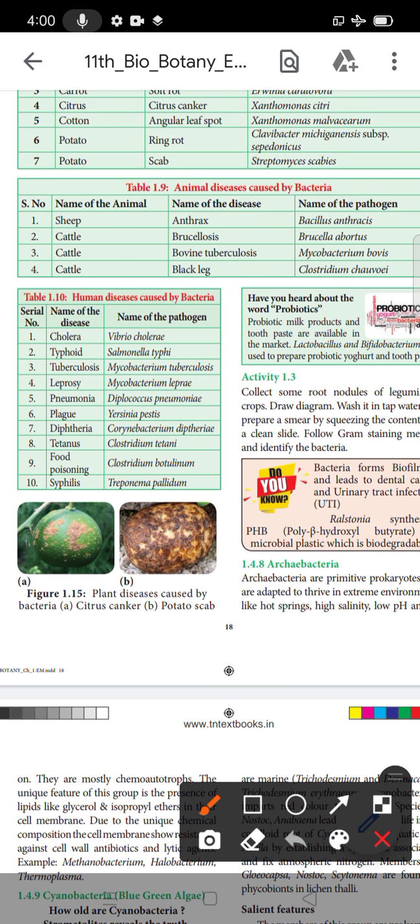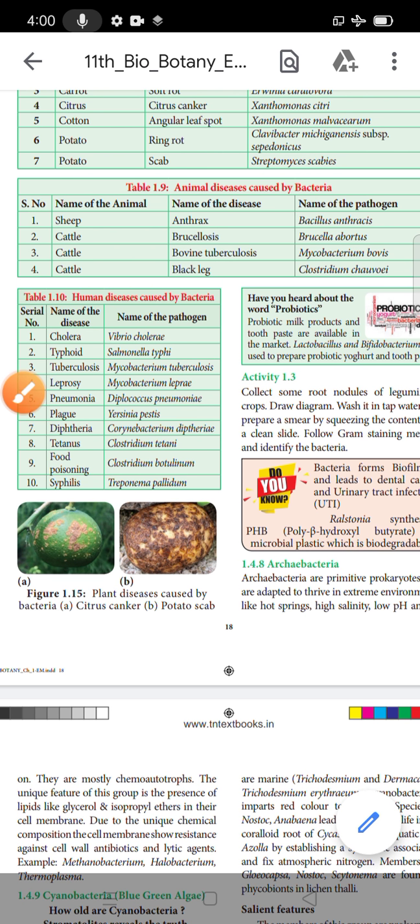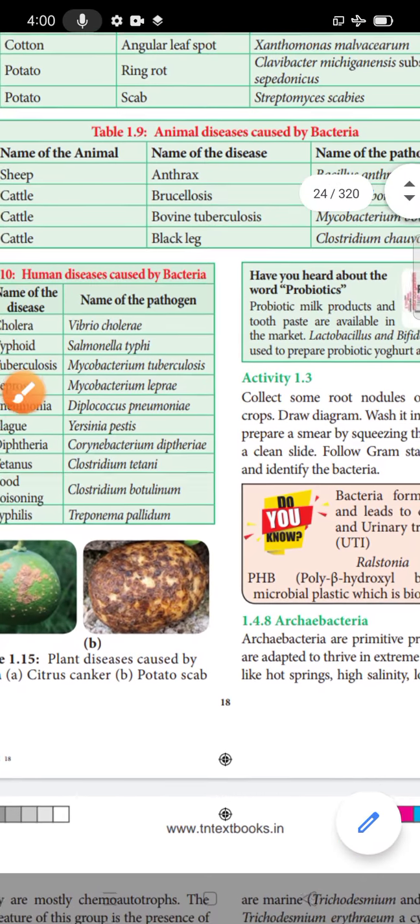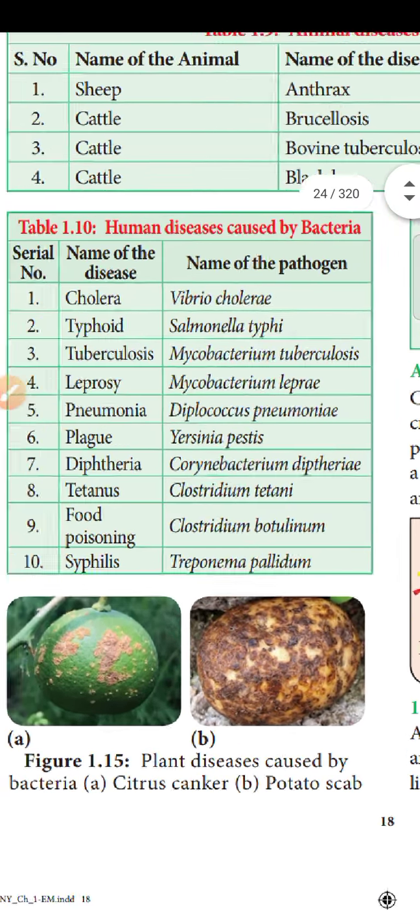Okay, we will see the next topic, the human diseases caused by bacteria. Human disease, it is caused by bacteria.